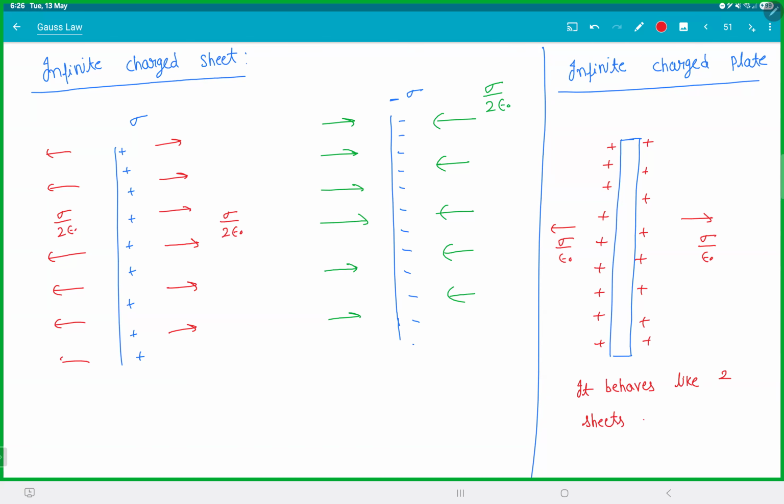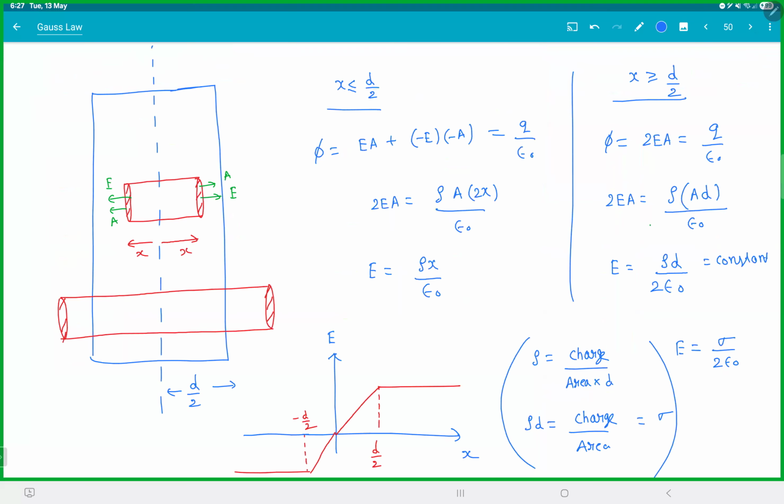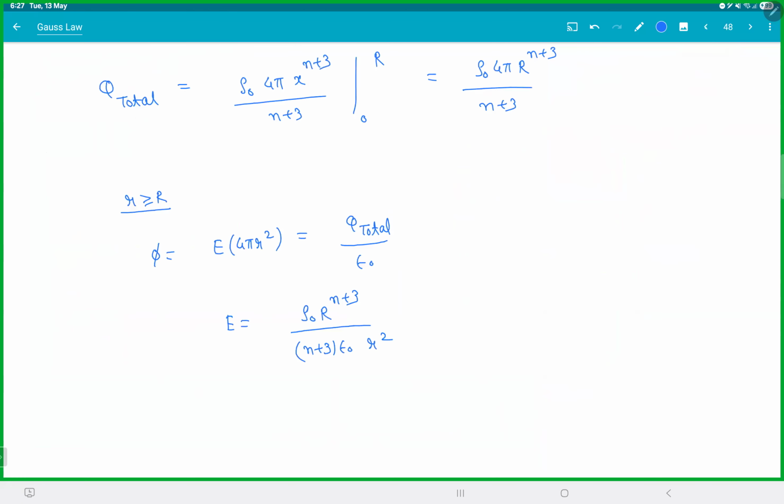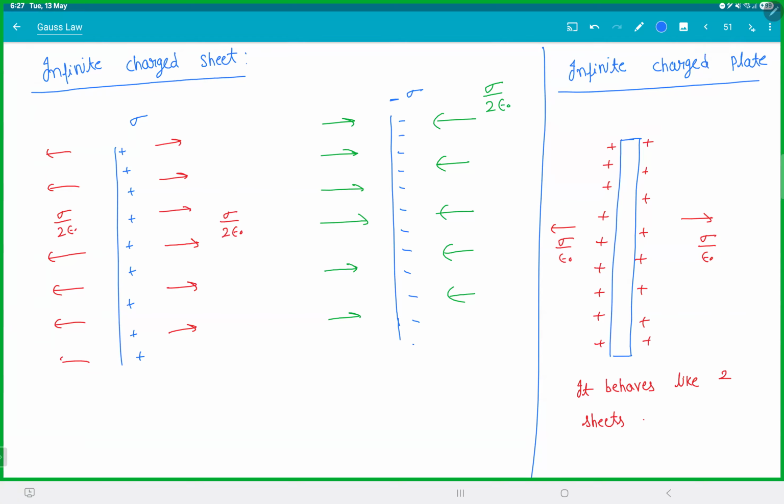That's the result for an infinite charged sheet. Or if the sheet also has thickness, then this is the result. If you make the thickness very small, then the field outside is sigma by epsilon. Sigma is the surface charge density. Any doubts on this? All clear with this? Let's see a question based on this.